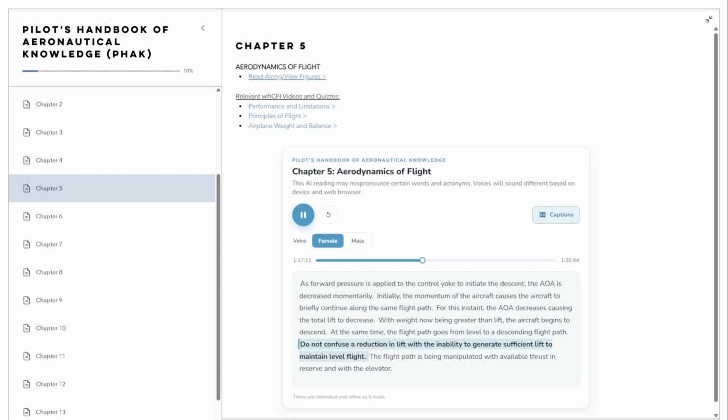Do not confuse a reduction in lift with the inability to generate sufficient lift to maintain level flight. The flight path is being manipulated with available thrust in reserve and with the elevator.